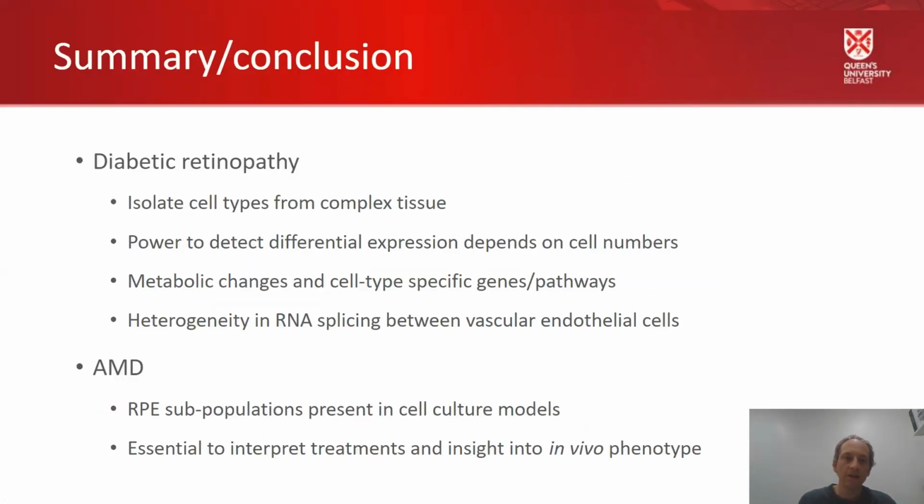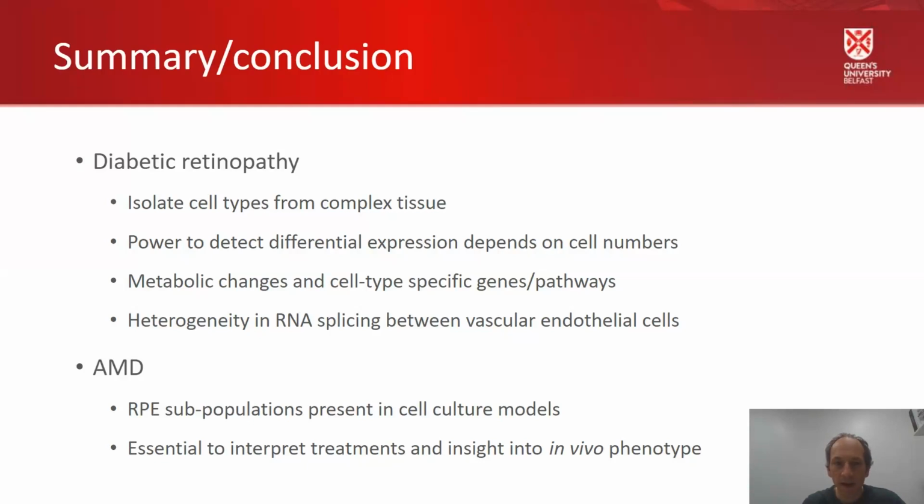So then just to summarize what I've told you and make some conclusions. So the diabetic retinopathy study using a mouse model of type 1 diabetes, I think is a nice illustration of how this technique allows you to isolate individual cell types from a complex tissue, which is just not possible any other way. Just a note to remind people that the power to detect differential expression obviously depends on the number of cells. So this is something you need to consider in your experimental design and potentially try to enrich for certain cell types.